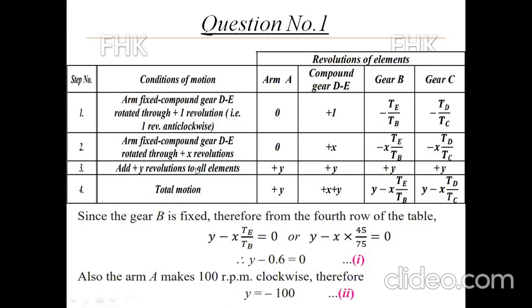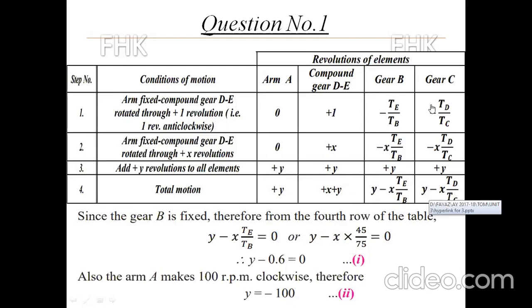Third step, add Y revolutions to all the elements. So plus Y, plus Y, plus Y, plus Y. So the total motion for gear A is the addition of steps 2 and 3, 0 plus Y plus Y. Here the speed of the compound gear is X plus Y, the addition of the above two. The speed of gear B is equal to Y minus X into T by TB, and the speed of gear C is equal to Y minus X TD by TC.